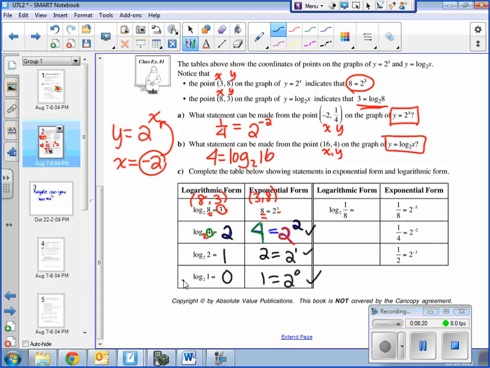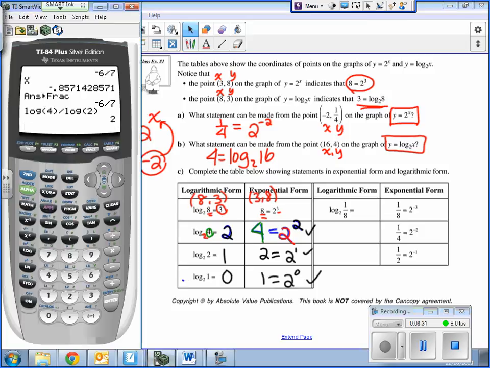Okay, log of 1/8 base 2. What is that value? So you go log of 1/8. I'll show you in your calculator. I'll do this one with you. So go log of 1 divided by 8. Close your bracket. Divided by log of 2. -3. Perfect.